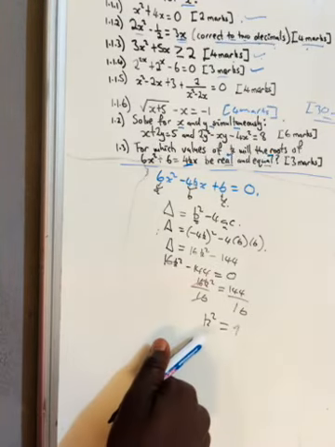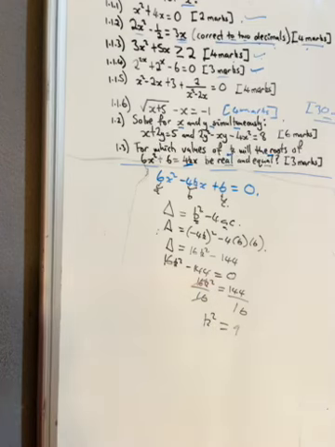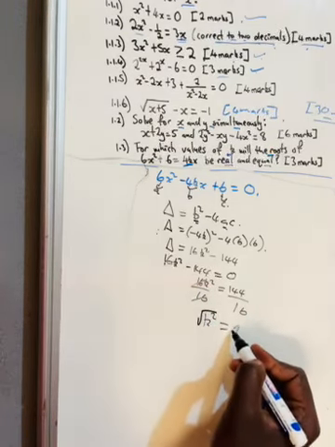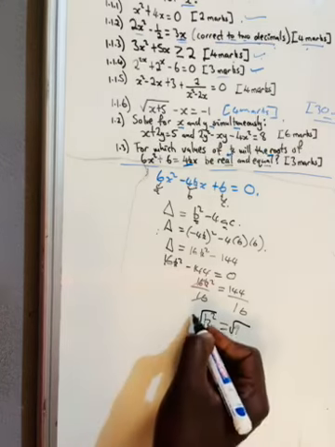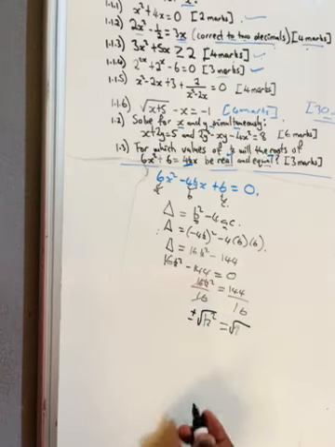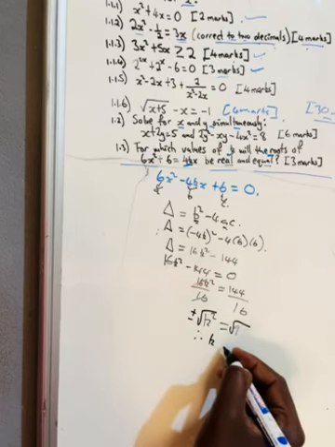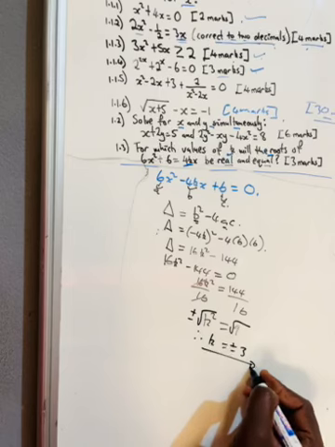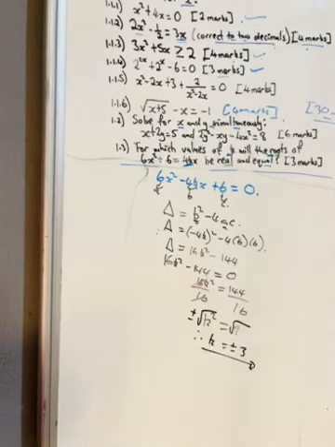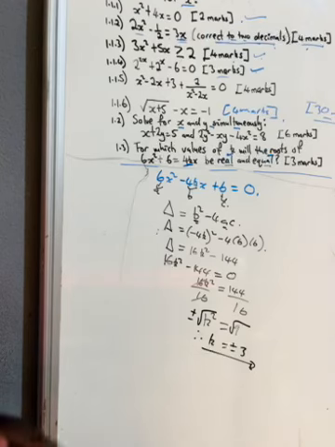But now, what am I looking for? For k, I'm not looking for k squared. So now I say square root of, but the square root gets rid of the squared. Now here I say plus or minus. So therefore, my k is equal to plus or minus 3. That's my answer, and I get my 3 marks, just like that.